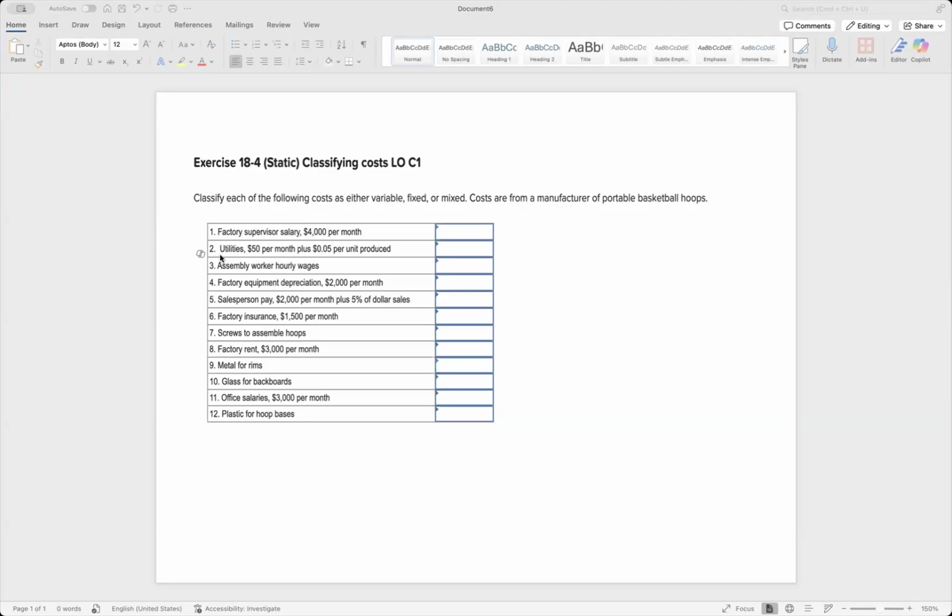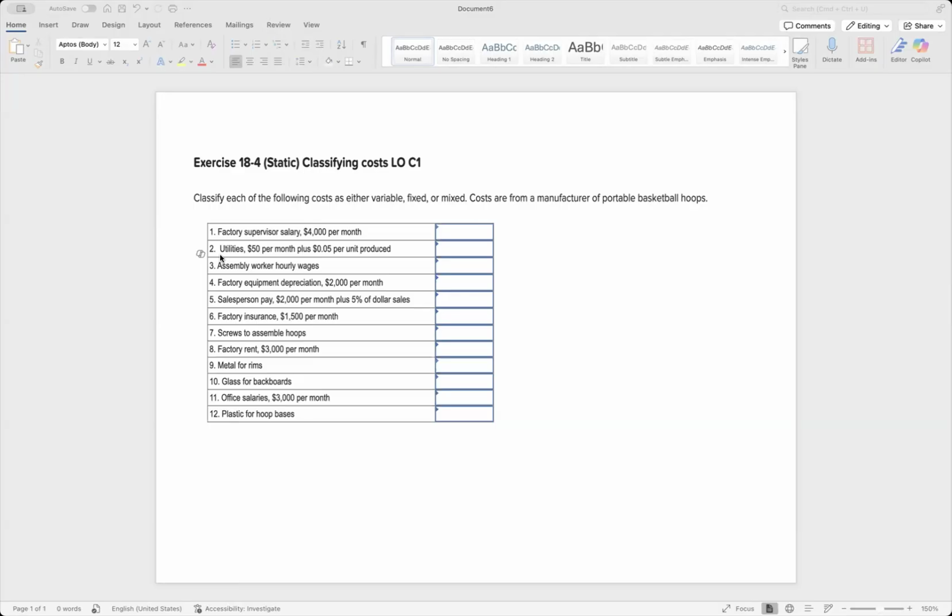Number seven, screws to assemble hoops. So the number of screws you need will directly correlate to the number of hoops produced. So that's going to be a variable cost. So number seven is variable. Number eight, factory rent, $3,000 per month. So no matter how many hoops are produced, rent still has to be paid. So that $3,000 per month is considered fixed. So number eight is fixed.